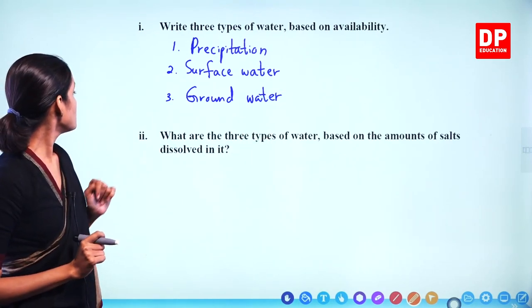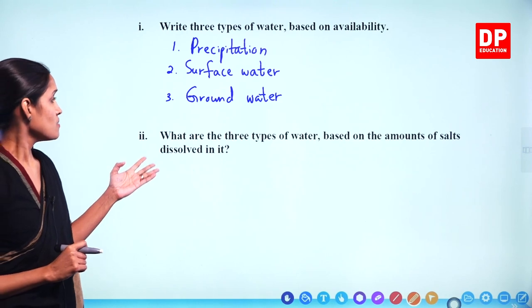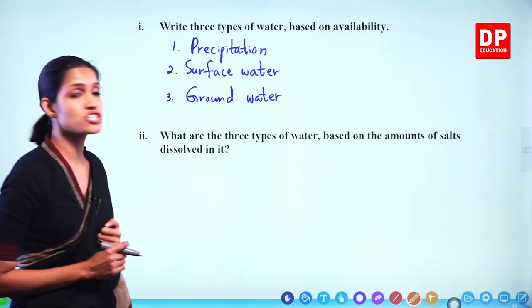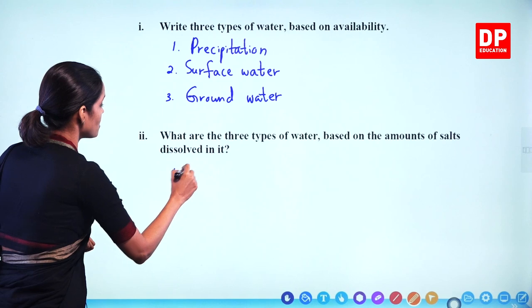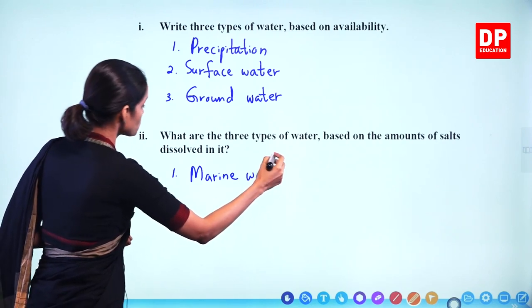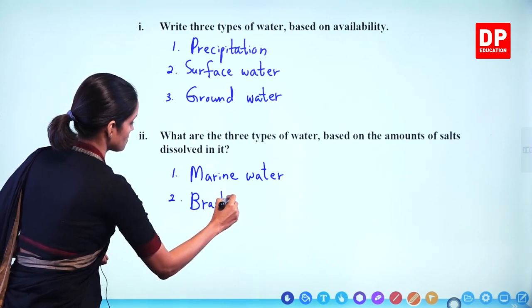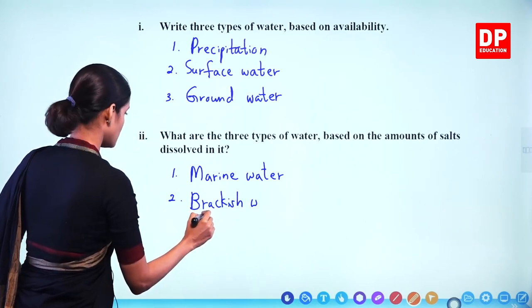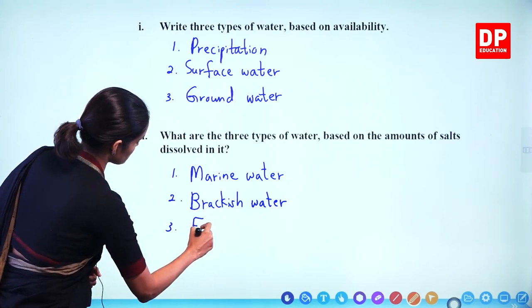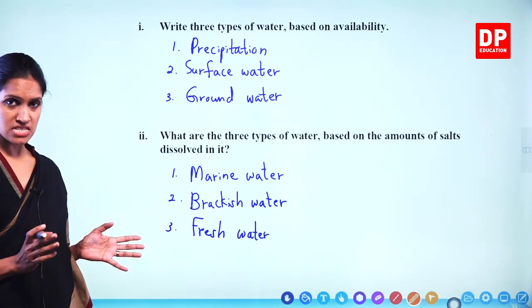Understand? Next one. What are the three types of water based on the amounts of salts dissolved in it? Based on the amounts of salts dissolved means based on salinity. So what are the three types of water based on salinity, children? Yes, that is number one, marine water, the highest percentage of salts, then brackish water and finally fresh water with the lowest percentage of salt. It's very easy, isn't it, children?